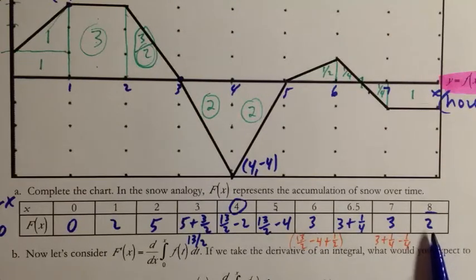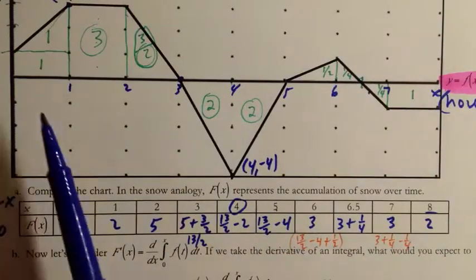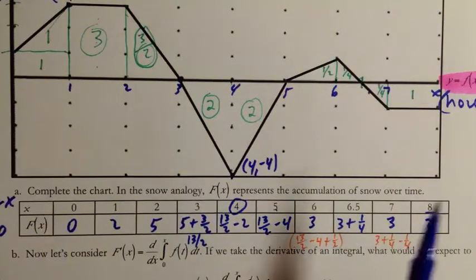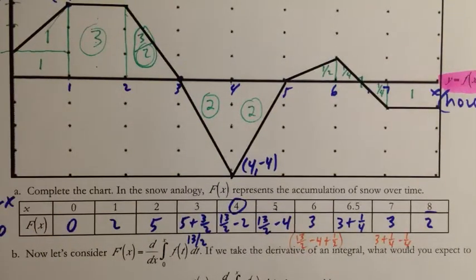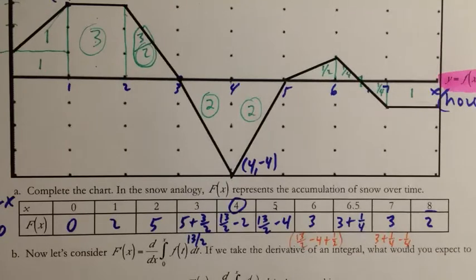The change in the snow level is that there's 2 inches more snow, or the snow level is 2 inches higher at the 8-hour mark than it was at the 0-hour mark. So in 8 hours, a total of 2 inches of snow. I'm not saying that very well. There's 2 inches of snow more than there was at the 0 hour.